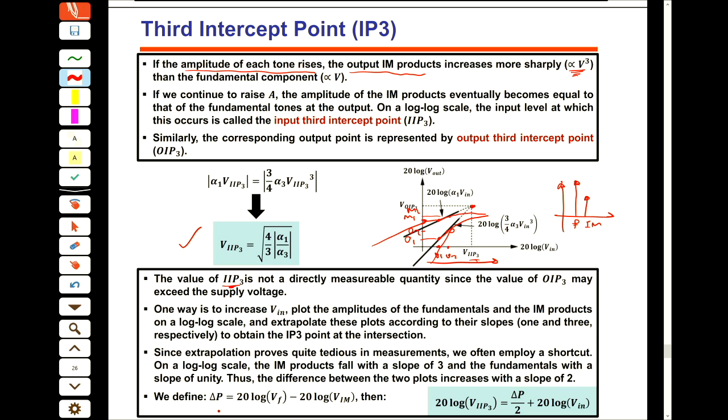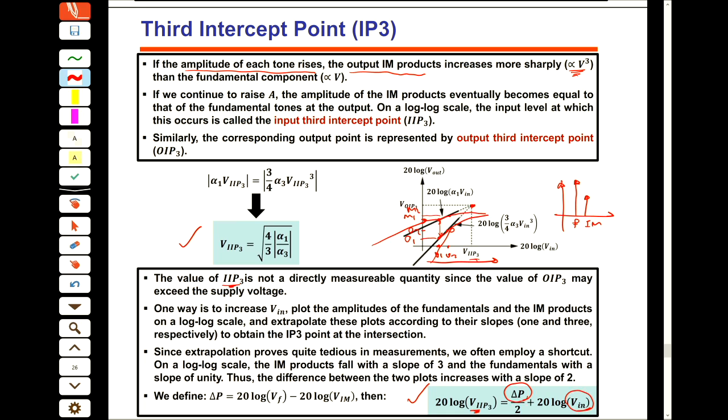Another shortcut is this formula for how to find the intercept point. If we have the V in and this delta P, where delta P is the difference between these two at V in, I leave it to you to find out why this formula is correct. If I give a signal, I read the fundamental one and the intermodulation, and the difference between these two is delta P, then I can say that the IIP is delta P divided by 2 plus 20 log of V, with only one measurement, not two. There is no need to draw the lines. One measurement, and then find the value for the intercept.